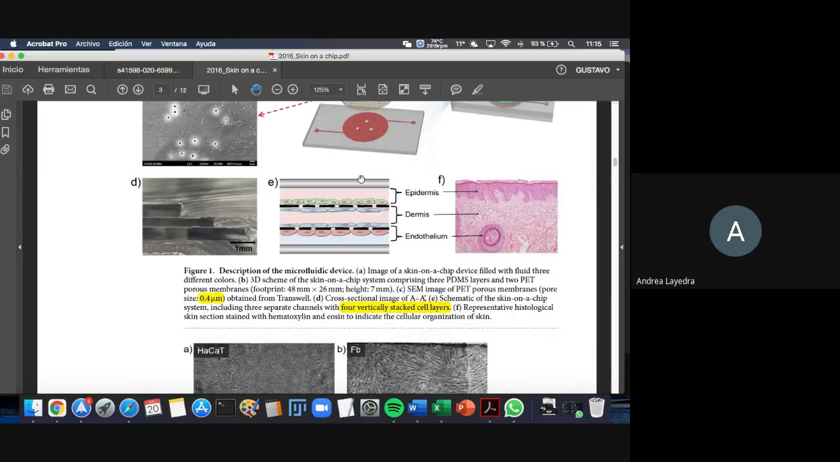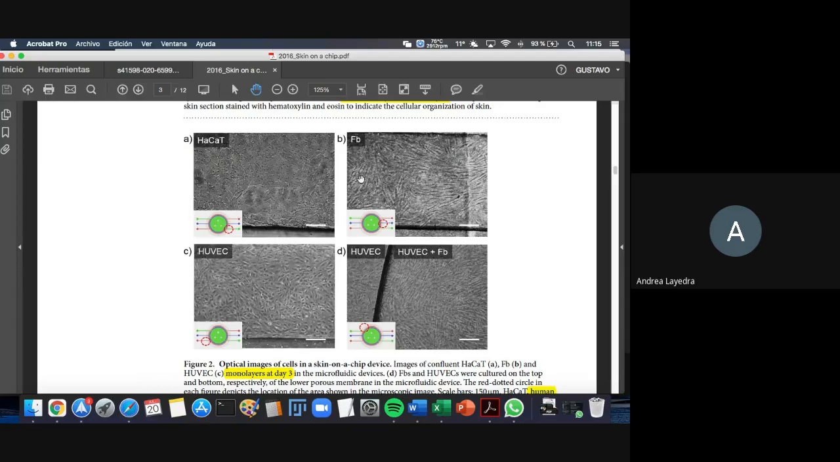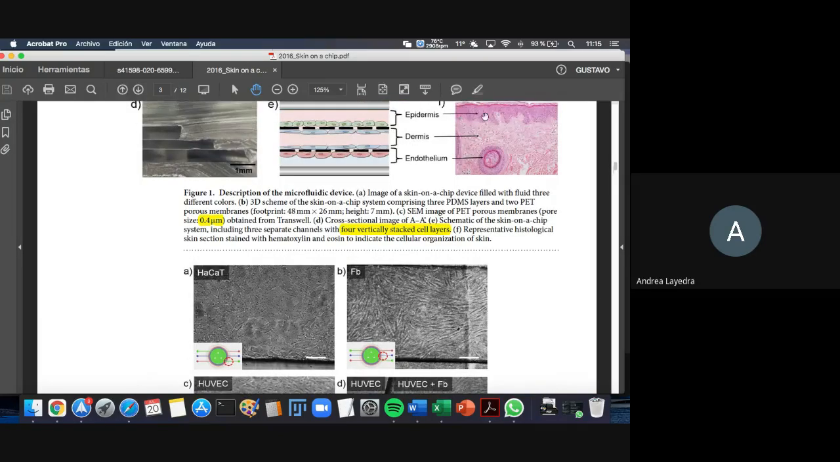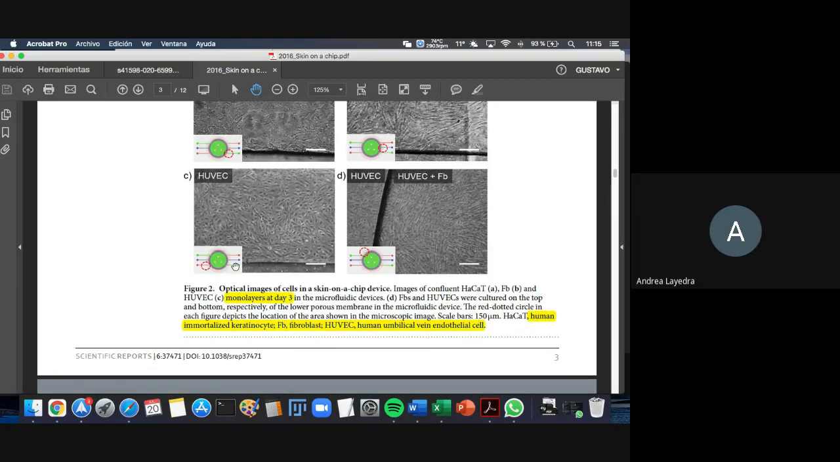The objective is to culture three different cell lines. First, to represent the epidermis, they culture human epidermal keratinocytes. Here is the A part. You can see how they grow, and in the red lines, in which layer they are: the first one. Then in the second layer, we have the fibroblasts, represented at the blue level. And in the third level, we have the HUVEC cells, which represent the endothelium.